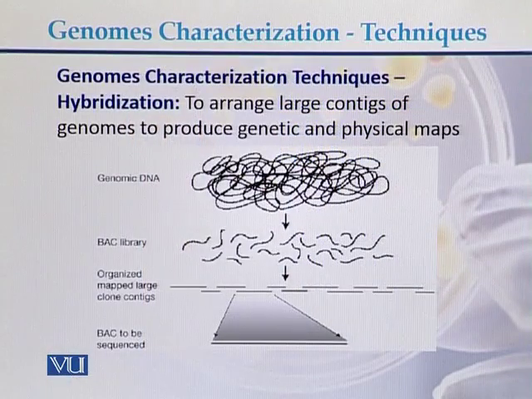So here we can see, among the genome characterization techniques, hybridization. This is the genome of a particular organism. To arrange large contigs, this genome was digested with the help of restriction enzymes. So restriction enzymes converted the genome into small pieces. These small pieces were arranged into clone contigs. To arrange these pieces in the form of clone contigs, the DNA hybridization technique was used.